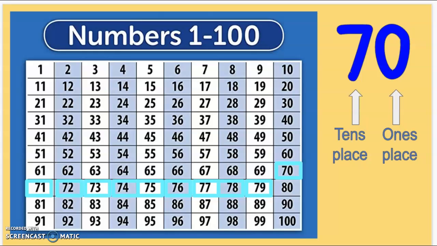Hey guys, we are going to look at our 70 number family. All right, so the number 70 is going to have a 7 in the tens place and a 0 in the ones place for the number 70. All right, so all the 70 family is going to have a 7 in the tens place. 70, 71, 72, 73, 74, 75, 76, 77, 78, 79.